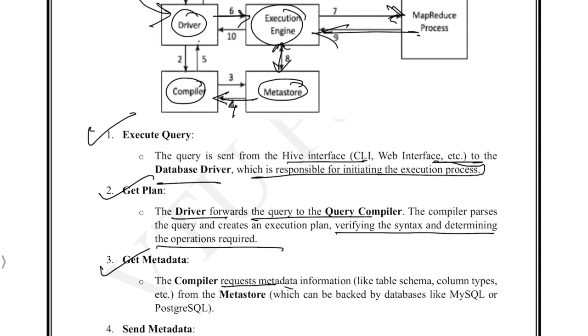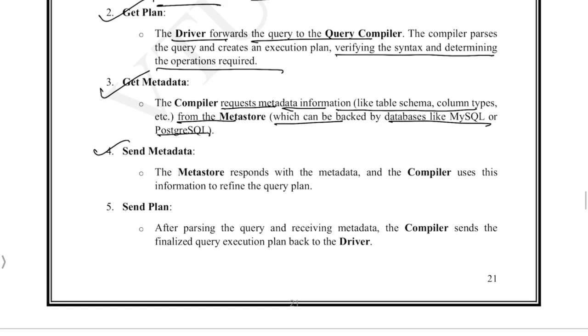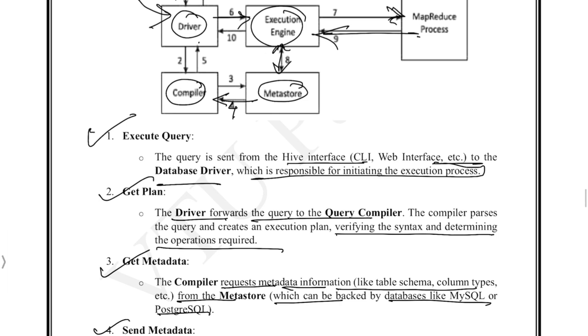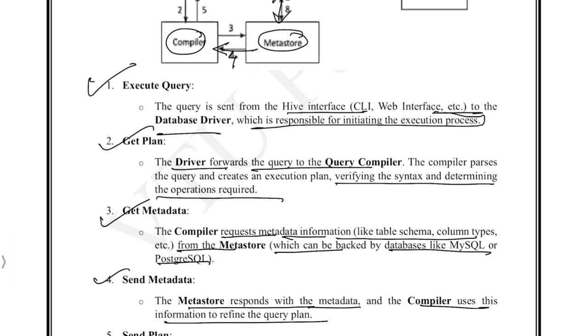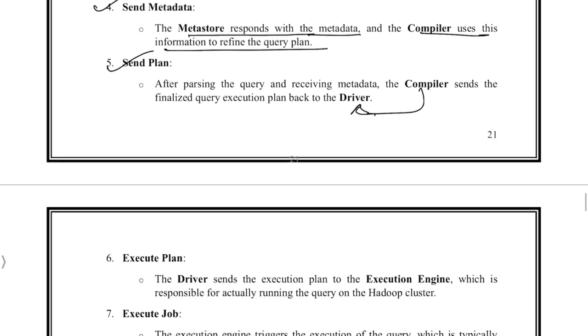the metadata which is present in the metastore, where it will be interacting with the databases like PostgreSQL as well as MySQL. Now once it is done, it will send the data again. Now the metastore will send the response with the metadata, and the compiler uses this information to refine the query plan. Once the compiler sends the query to the metastore and it gets the particular information, it will send it back to the compiler. Once it is back at the compiler, the compiler will send it back to the driver.